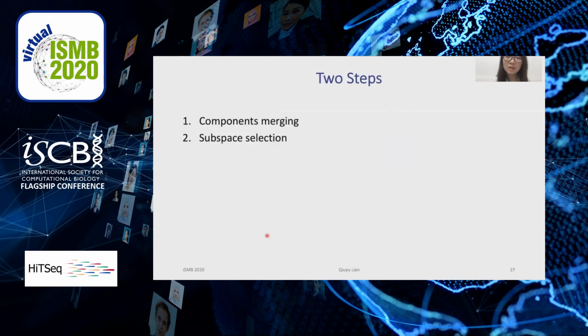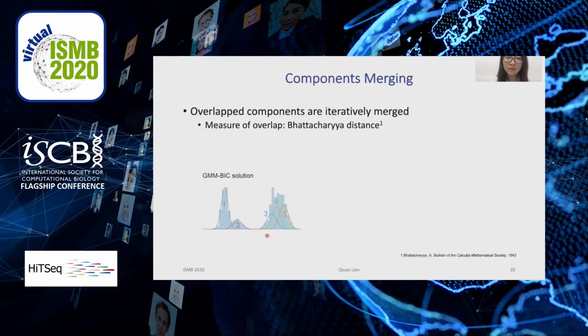There are 2 key steps in CITE-sort. The first is component merging, and the second is subspace selection. Although clusters collapse into each other in lower dimensions, they do not always perfectly stack on each other and form perfect Gaussian components. In this case, we have 5 components estimated by the BIC criterion, whereas the figure shows some components overlap largely. It would not be reliable if we separated these components into different clusters.